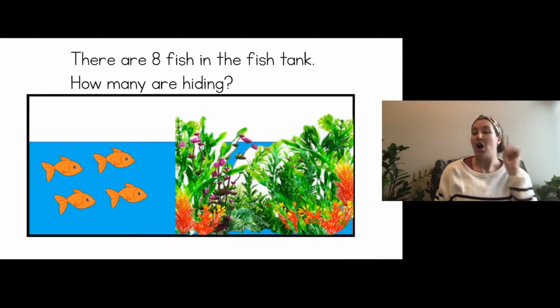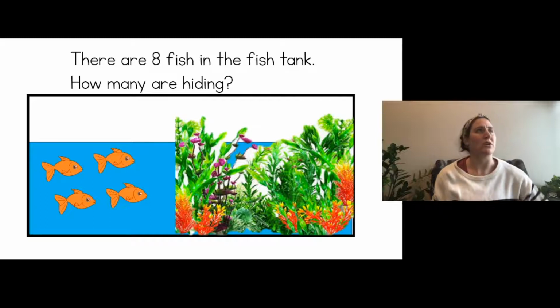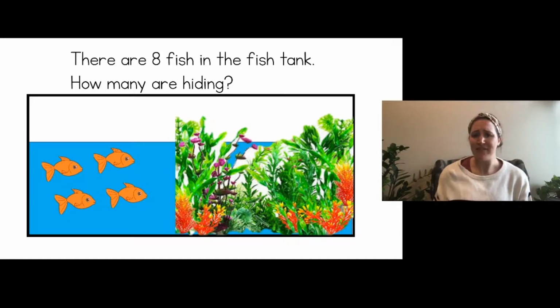This says there are 8 fish in the fish tank. So there are supposed to be 8 fish. Do I see 8 fish right now? No. How many are hiding? So I need to figure out how many are hiding. I know right here it tells me that there should be 8 fish in the fish tank, but I only see 1, 2, 3, 4. So if I see 4 fish and there's supposed to be 8, how many are hiding behind that bush?